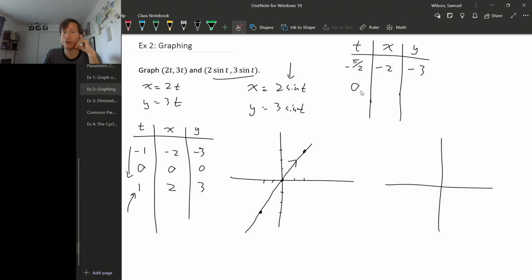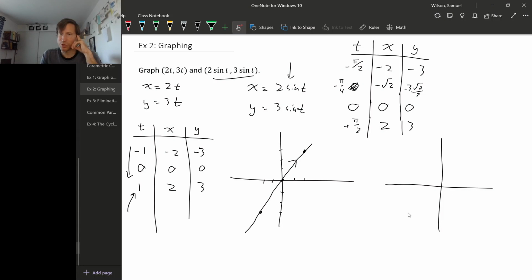Then when t is 0, let me do actually -π/4. When t is -π/4, sine of that is -√2/2 times 2 is -√2. And then for y, we get -3√2/2. And then let me jump up to 0. Sine of 0 is 0, so x and y are both 0 here. And then let me jump forward to plus π/2. Sine of π/2 is 1, so we get 2 and 3. Okay.